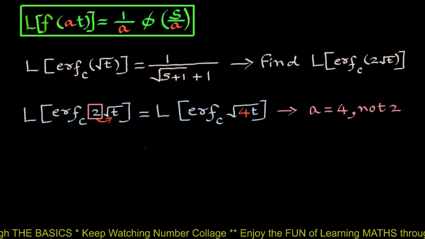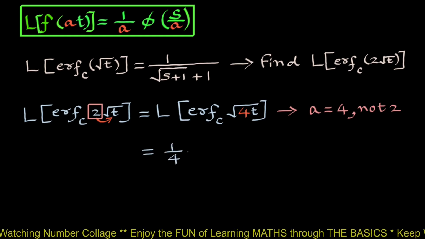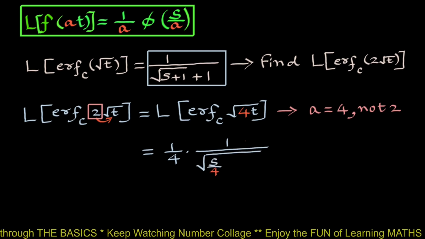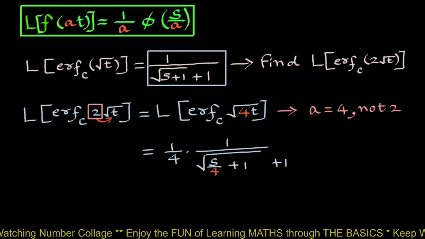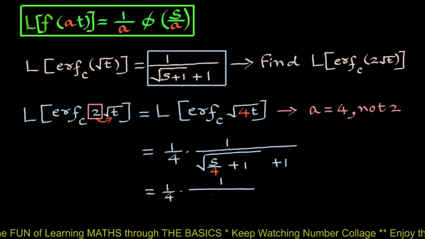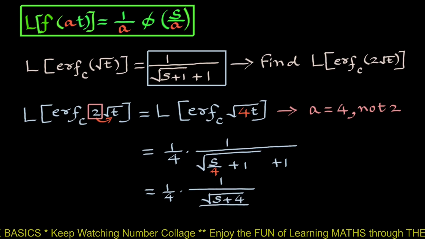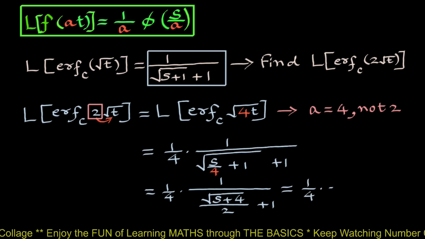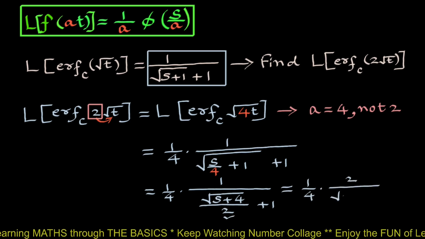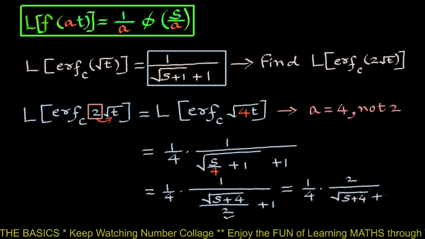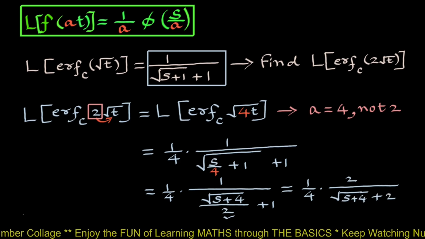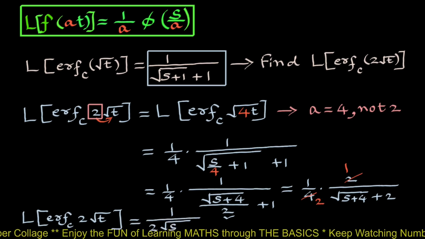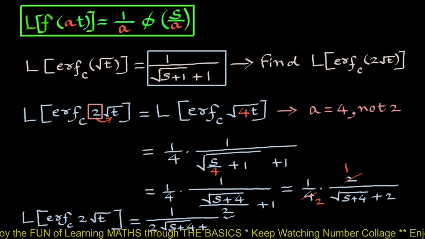So by change of scale property, this will be 1 upon 4 into, from this, 1 upon square root of s upon 4 as required plus 1 plus 1, which is 1 upon 4, 1 upon square root of s plus 4 upon square root of 4, 2 plus 1, which will be 1 upon 4 into this LCM 2 up here upon s plus 4 plus 2 ones are 2. So this finally becomes 2 ones are 2, twos are 1 upon 2 square root of s plus 4 plus 2 twos are 4.